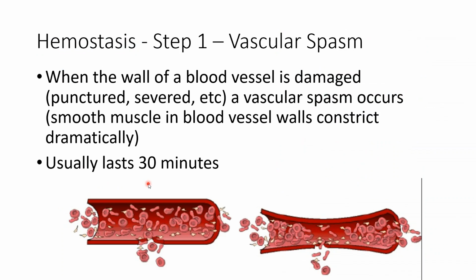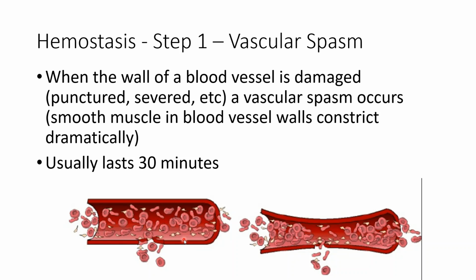First, the vascular spasm occurs after the injury. When the wall of the blood vessel is damaged, punctured, severed, whatever, a vascular spasm occurs, the smooth muscle in the blood vessel walls constricts it dramatically. So keep in mind that you've got your blood vessel there, and the wall of that blood vessel, even if it's, well, not necessarily capillary, but artery or vein.